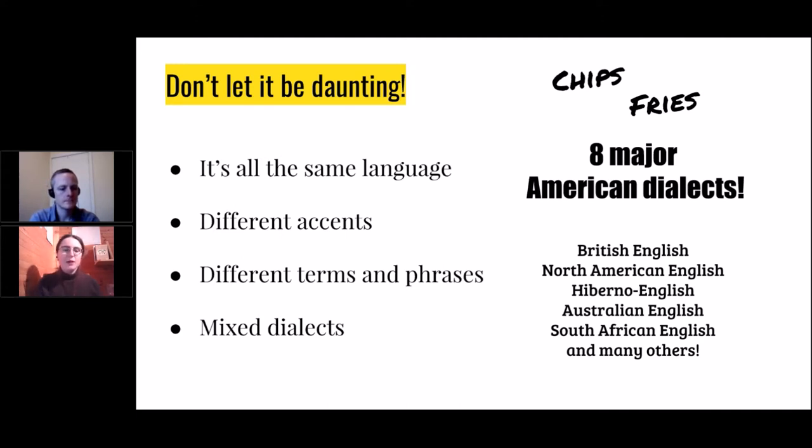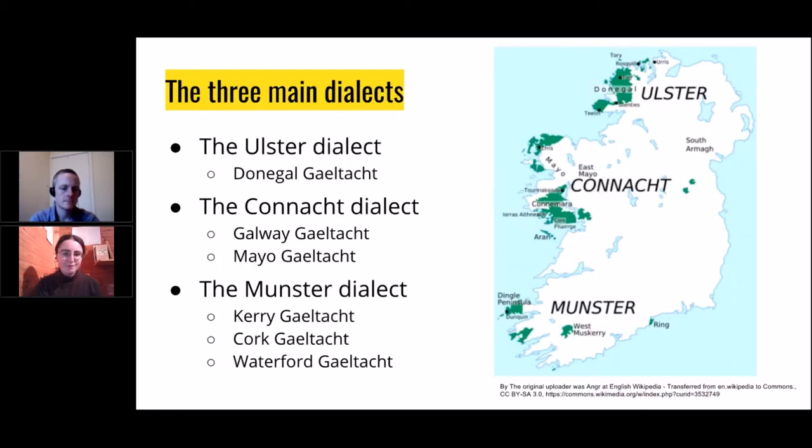So now we move on to the three main dialects in Irish. Up north, there's what's called the Ulster dialect. That's mainly Donegal, where the Gaeltacht is. Of course, there are slight differences between North Donegal Irish, Mid Donegal or Central Donegal Irish, and Southern Donegal Irish. There are some differences there.